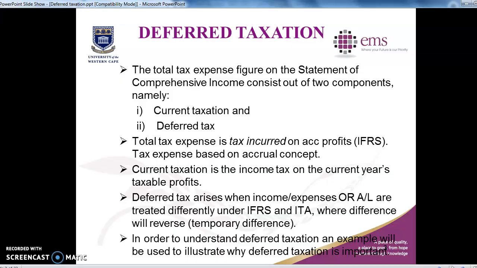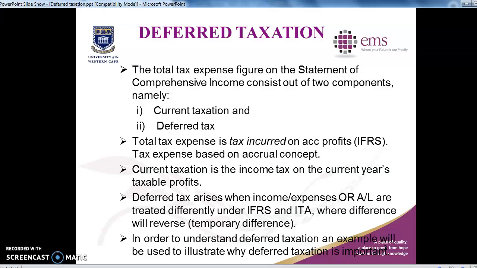Deferred tax, which is the other portion of our total tax expense, arises when we have income, expenses, assets or liabilities that are treated differently under IFRS and the Income Tax Act, where the differences will reverse, that is, where we have a temporary difference. Remember, we spoke about the two types of differences in Chapter 5 last semester: a permanent difference and a temporary difference. A permanent difference means that IFRS and the Income Tax Act treat the item differently and are never going to agree on how to treat the item.